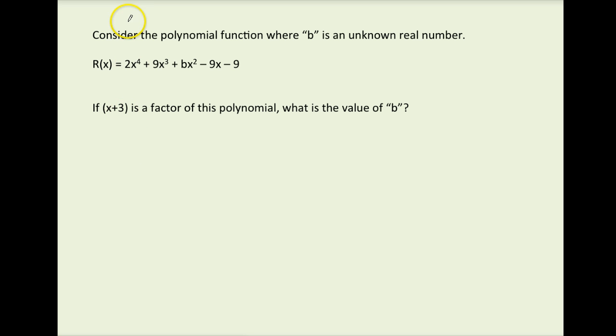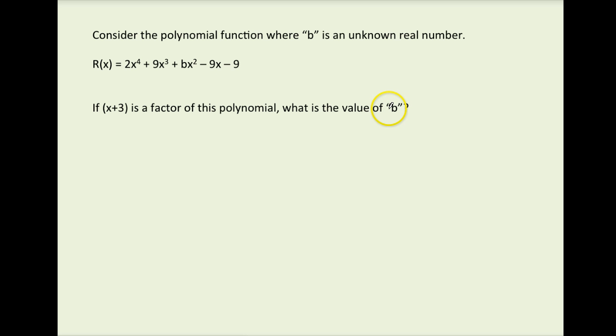Right, let's take a look at this example. So we're given a polynomial function where b is an unknown real number. Okay, so here's our polynomial, and notice, yep, there we have it. There's a b where there should be a number, right? Because the variable in this one is x. So we know this b is probably out of place. We want to know what that number should be. It says if x plus 3 is a factor of this polynomial, then what is the value of b?